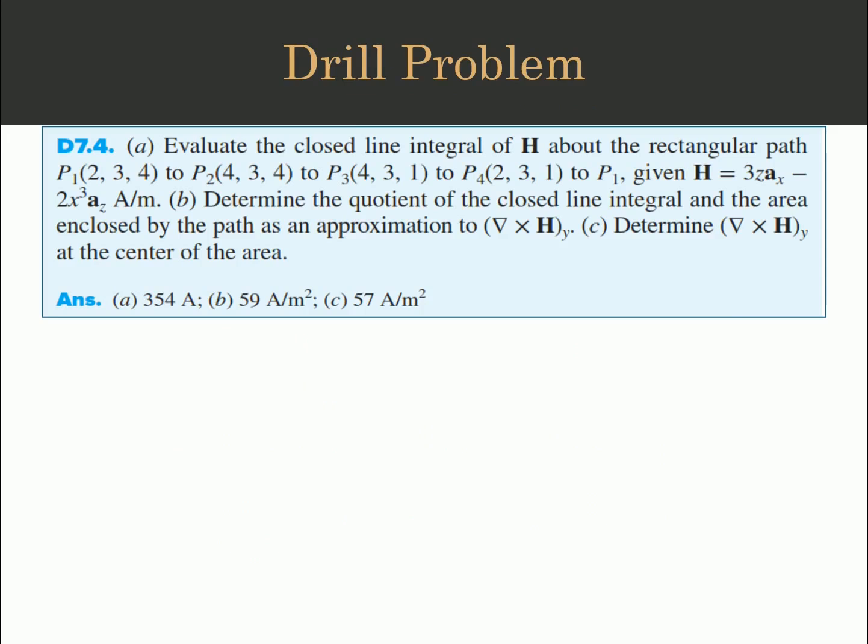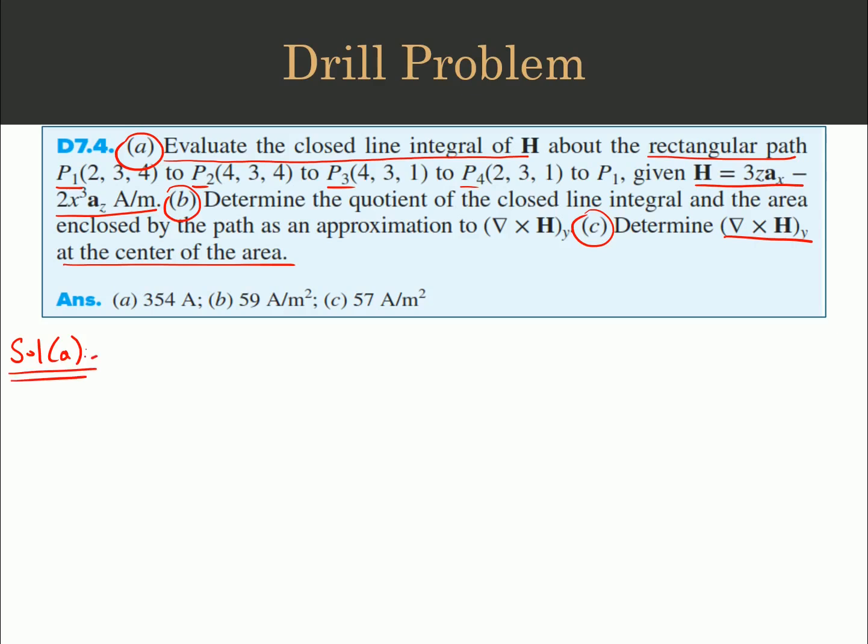In this problem, we have been asked to evaluate the closed line integral of the magnetic field about a rectangular path through P1, P2, P3 and P4, given the magnetic field intensity is such. This is the first part. In the second part, we need to determine the quotient of the closed line integral. In the third part, we need to find the curl of this at the center of the area. Okay, so we start with the first part.